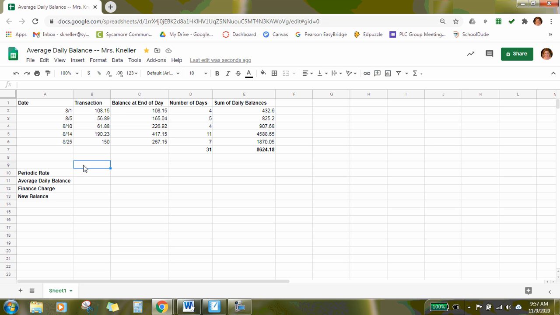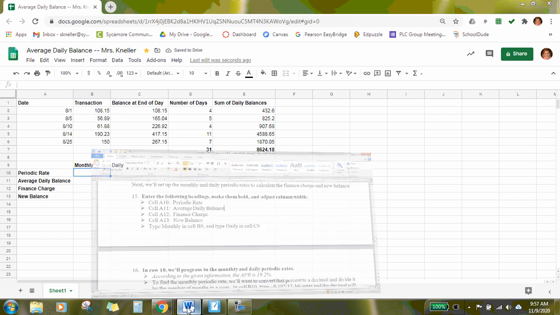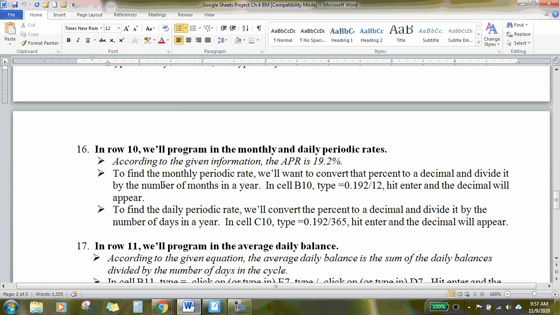And then across the top, we're going to label one of the columns monthly and one of them daily. So the first one here will be monthly, and then the next one will be daily. And again, I can make those bold just so I know that they're headings. Okay, so we're all set. So that was step 15.